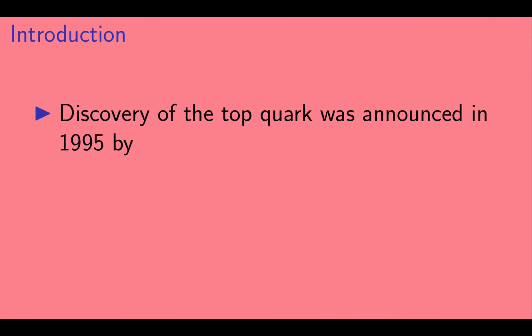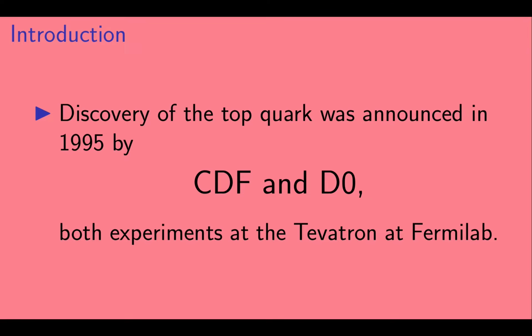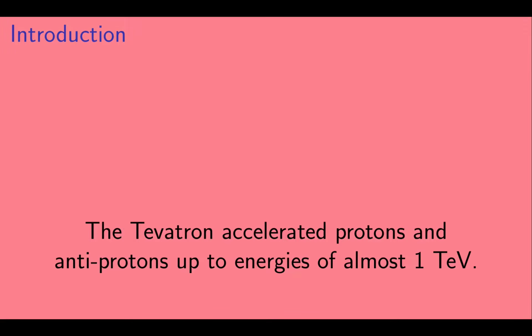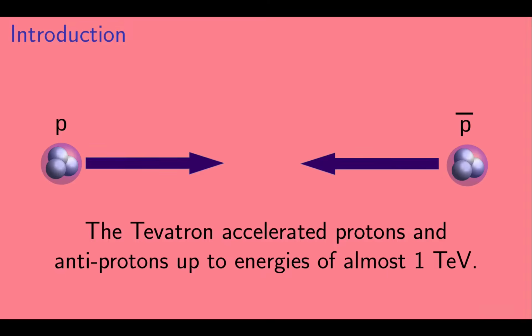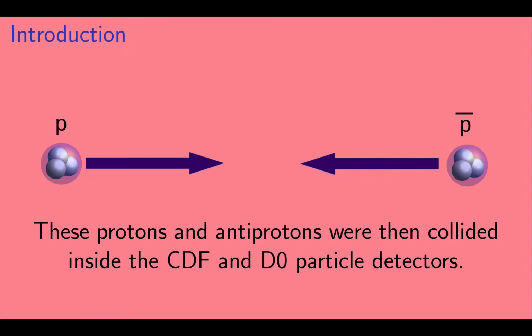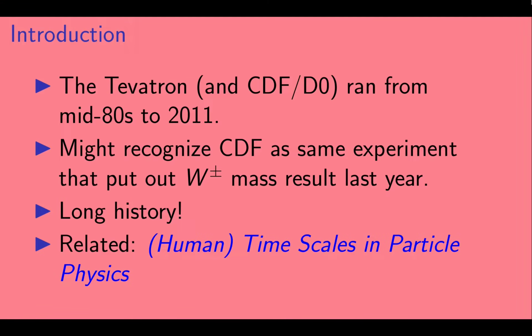The discovery of the top quark was announced in 1995 by CDF and D0, which were both experiments at the Tevatron at Fermilab. The Tevatron accelerated protons and antiprotons up to energies of almost 1 TeV. These protons and antiprotons were then collided inside the CDF and D0 particle detectors. The Tevatron, and therefore the CDF and D0 experiments, ran from the mid-1980s to 2011.